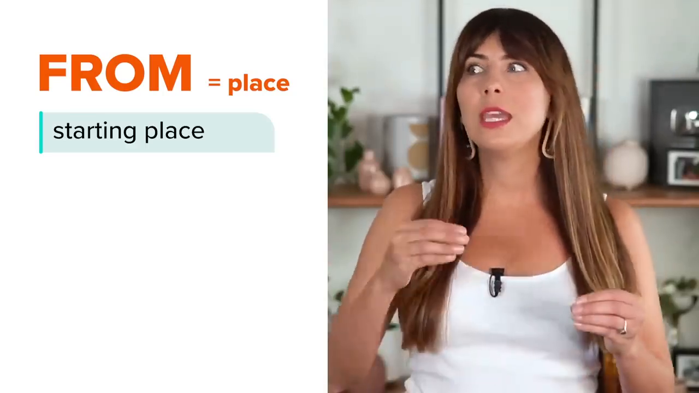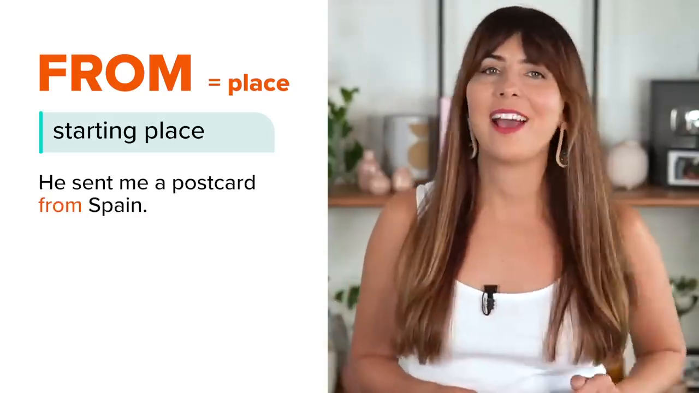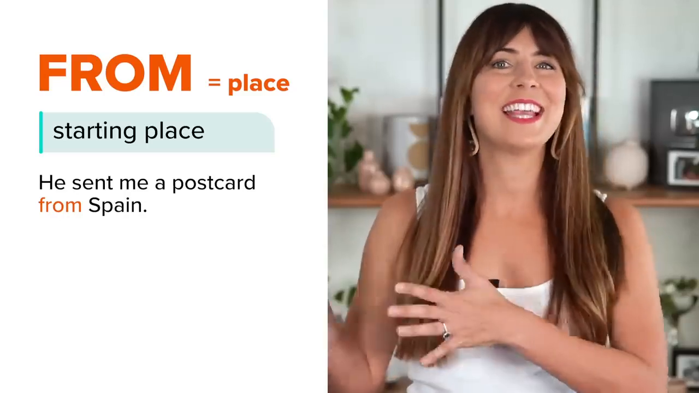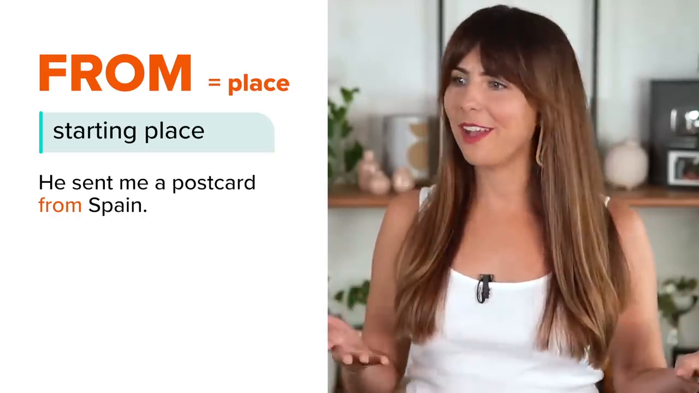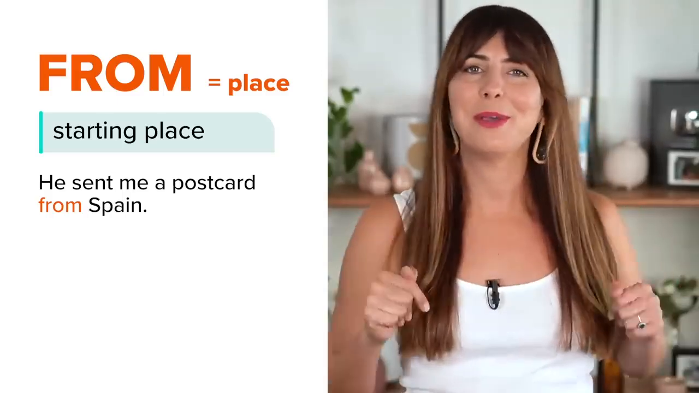From can be a preposition of time or of place. As a preposition of place, it describes the place where something starts. So it links a noun, a person or a thing, to its origin or its starting place. He sent me a postcard from Spain. My friend went to Spain and sent me a postcard. The postcard started in Spain before it travelled to me here in Perth.